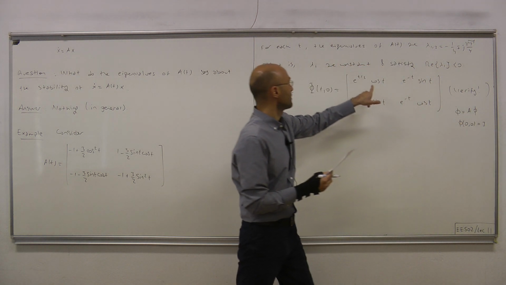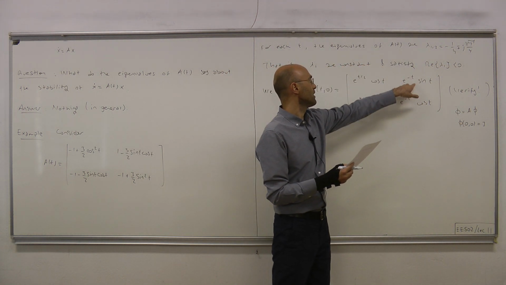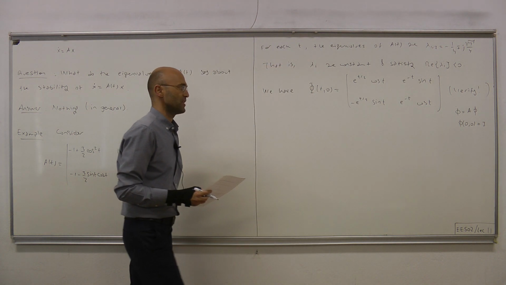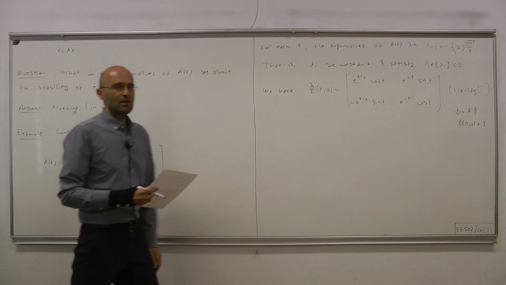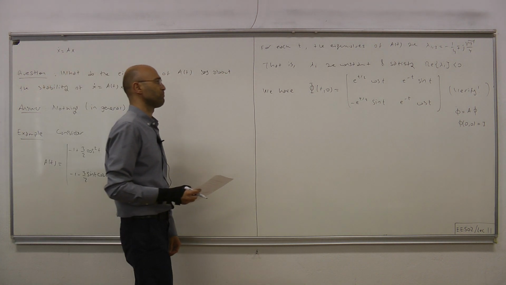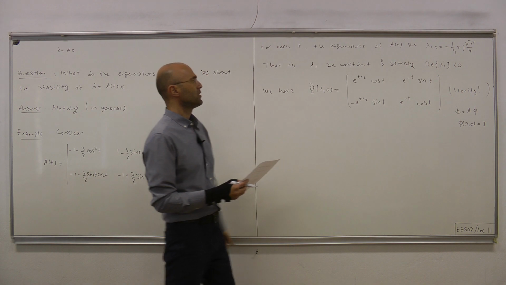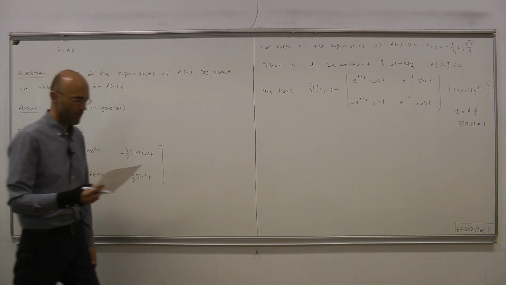This is easy to see. Plug in t equals 0, 1, 1, and these are zeros, and that satisfies. All you have to show, therefore, is that it satisfies the differential equation. That would prove that this is our state transition matrix.